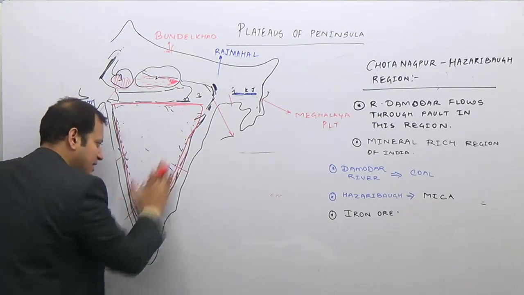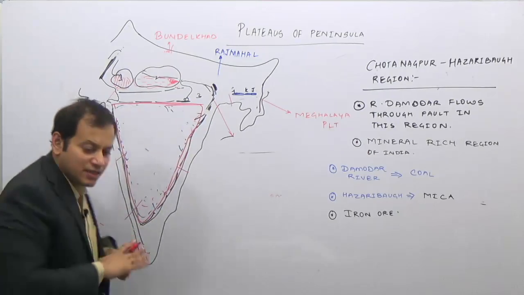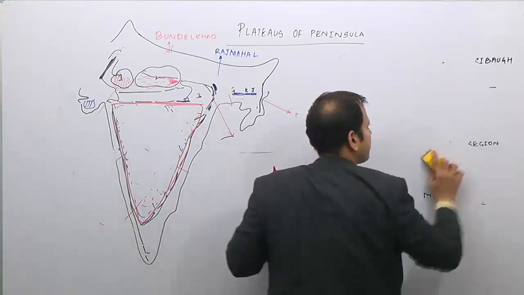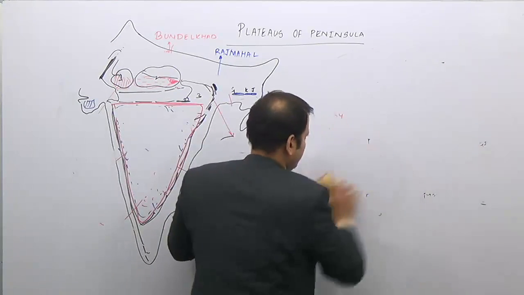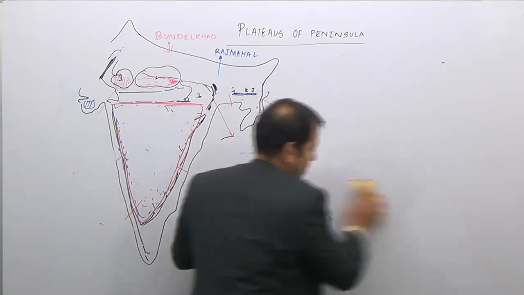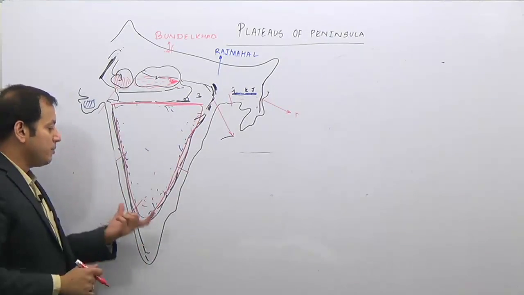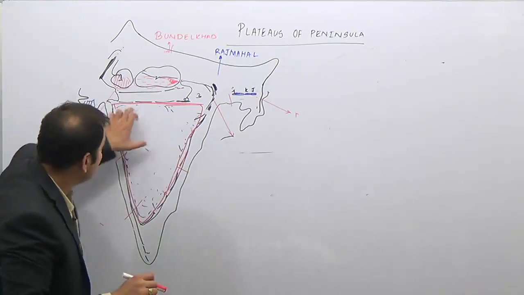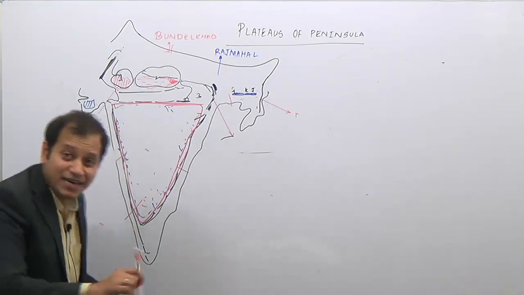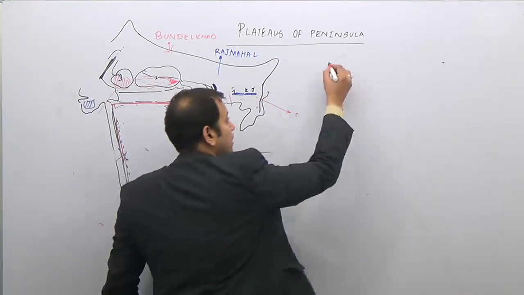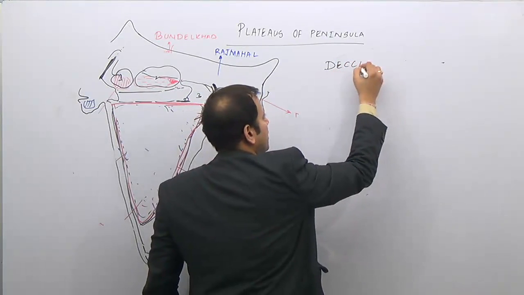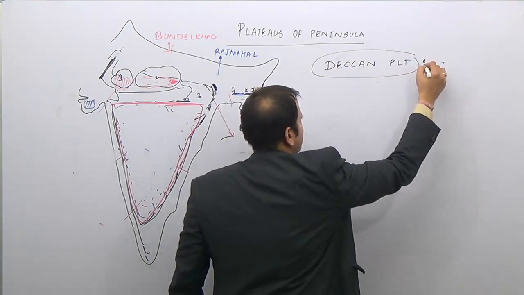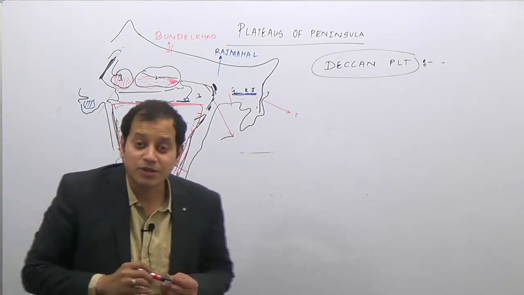which I am clearing the board so that you can understand, this entire triangular block is known as the Deccan Plateau region. So this entire part is the Deccan Plateau region. The Deccan Plateau region is the important part for your syllabus. What is this Deccan Plateau region?